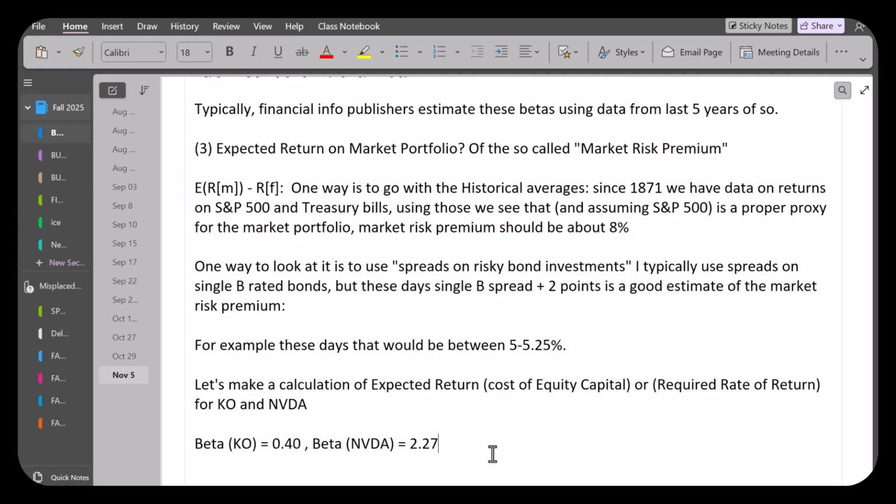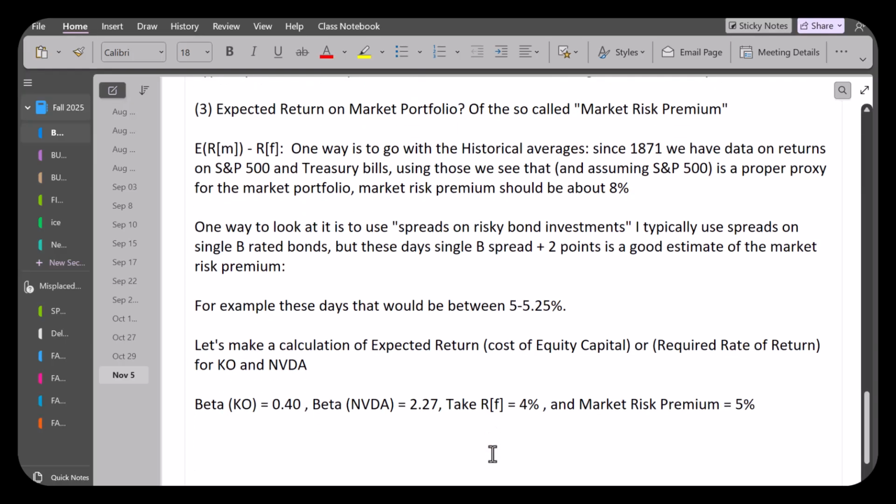Take RF to be 4% and market risk premium to be 5%, and expected return for any portfolio is equal to risk-free rate plus beta of that portfolio times MRP. MRP is short for market risk premium.